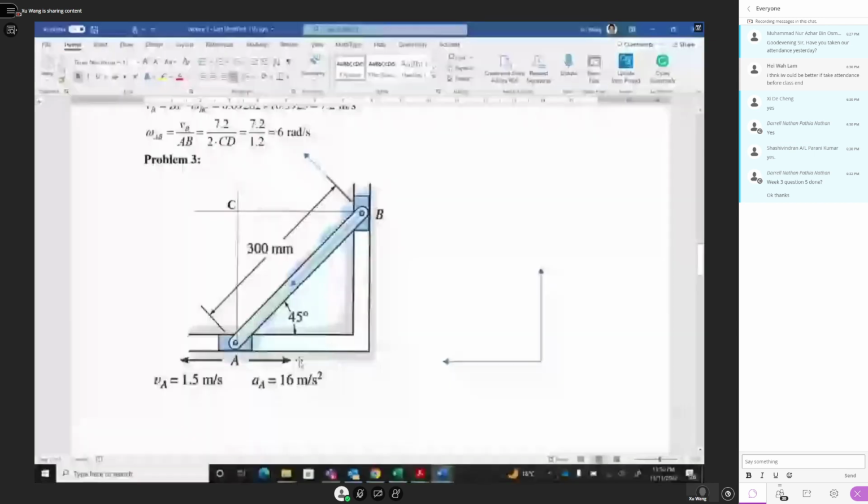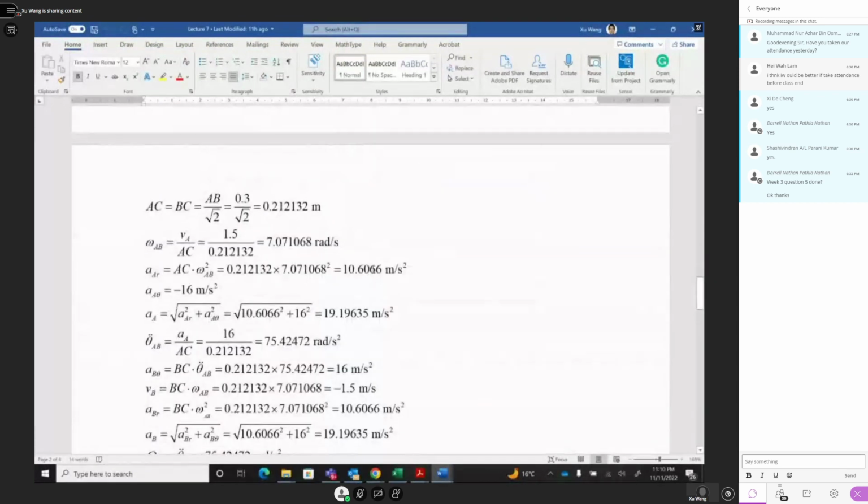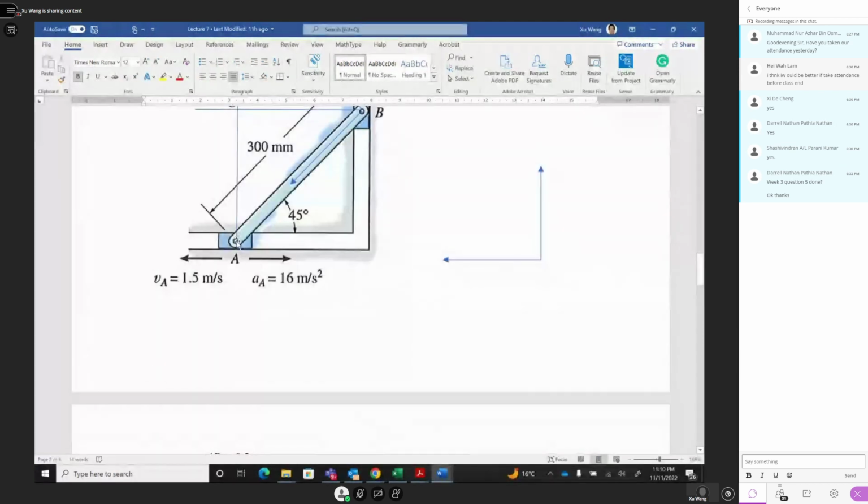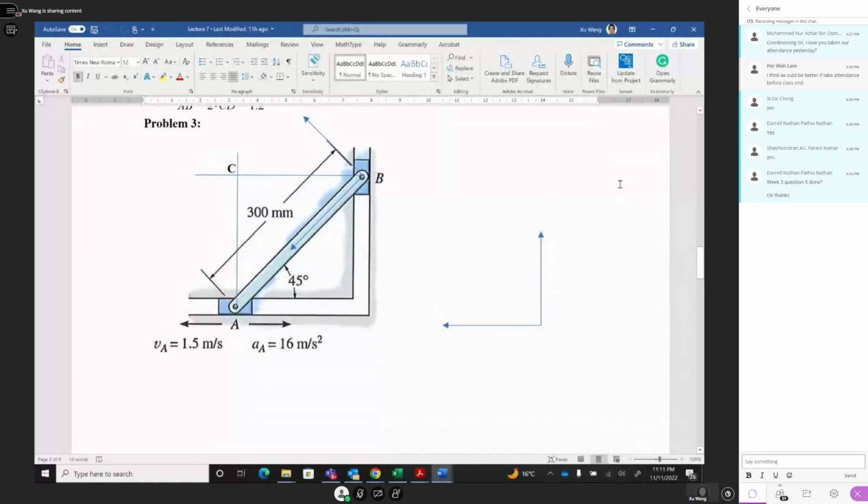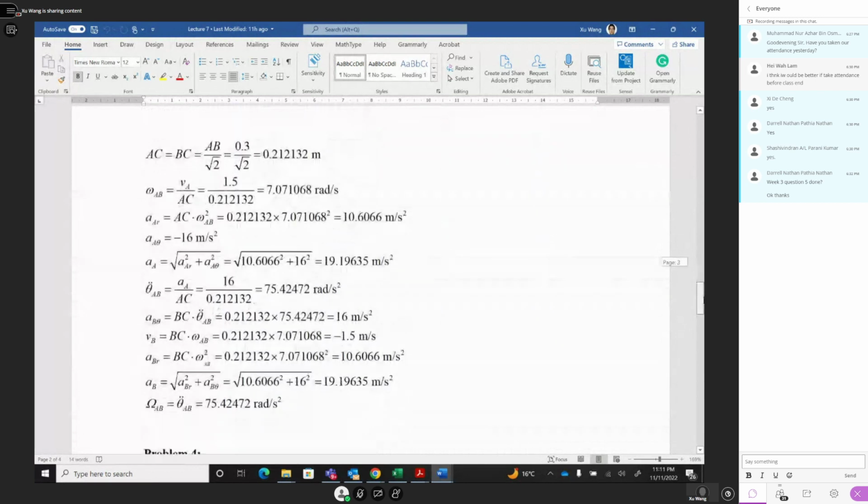So minus 16, because this direction is positive, this negative, minus 16. So you have A point, you have radial components, you have a tangential component. This square plus this square, root, you can get A point acceleration. Okay, then we know these points have a deceleration 16. See, 16 divided by this radial AC, you get angular acceleration.